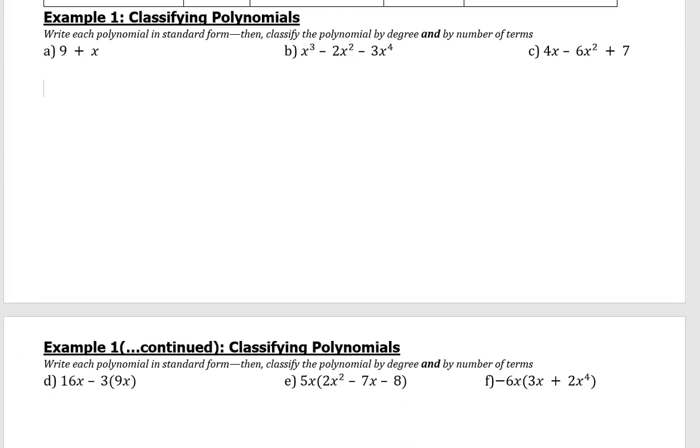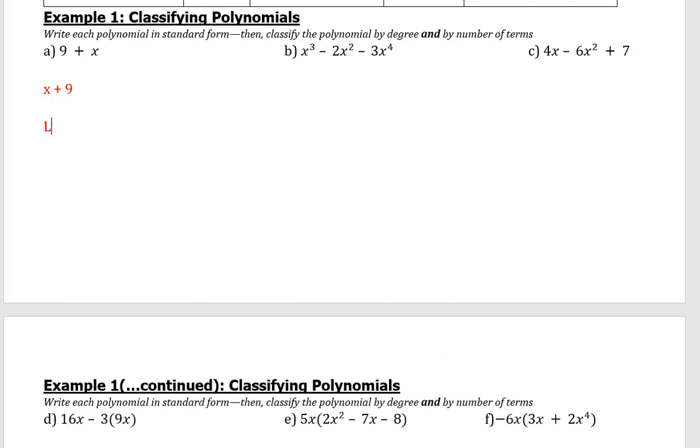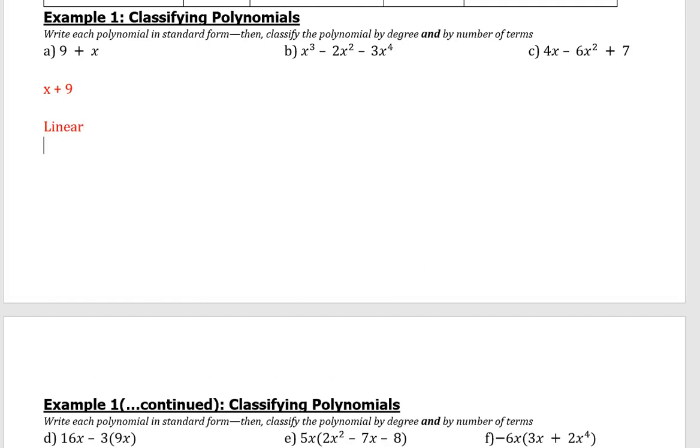Okay, for example 1, just to classify the polynomial, first thing the question says is write the polynomial in standard form. So I'm just going to go ahead and type this out here. The x would need to come first, and the 9 would need to come second there, because we want your highest power of x first. And then this would be called a linear binomial, because we just have an x, and we have 2 terms.